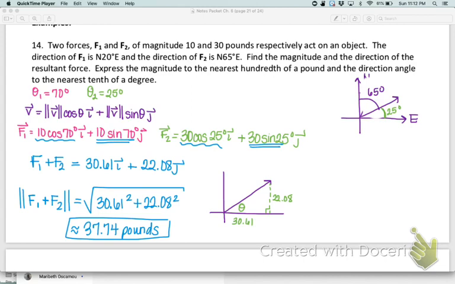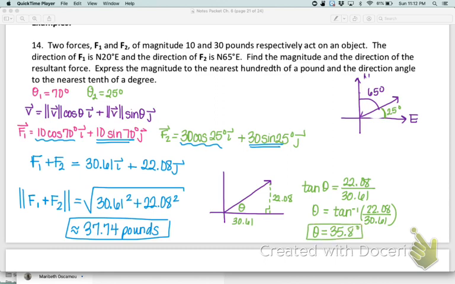Well, that is our right triangle trig. So I know that the tangent of theta is equal to opposite over adjacent. So 22.08 over 30.61. And to solve for theta, we need to do the tangent inverse of all of that, which comes out to, they said nearest tenth of a degree, 35.8 degrees. And so that is our direction angle. So that kind of puts all the things together. Magnitude, unit vectors, the direction angle, all of those things sort of combine into one problem.